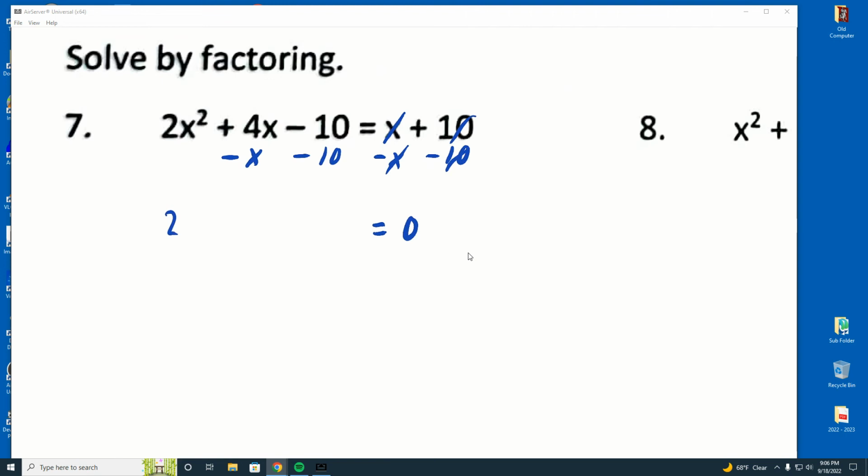So what do we have? We've got 2x squared. Positive 4x minus 1x is positive 3x. And negative 10 minus 10, those don't cancel. It becomes negative 20.